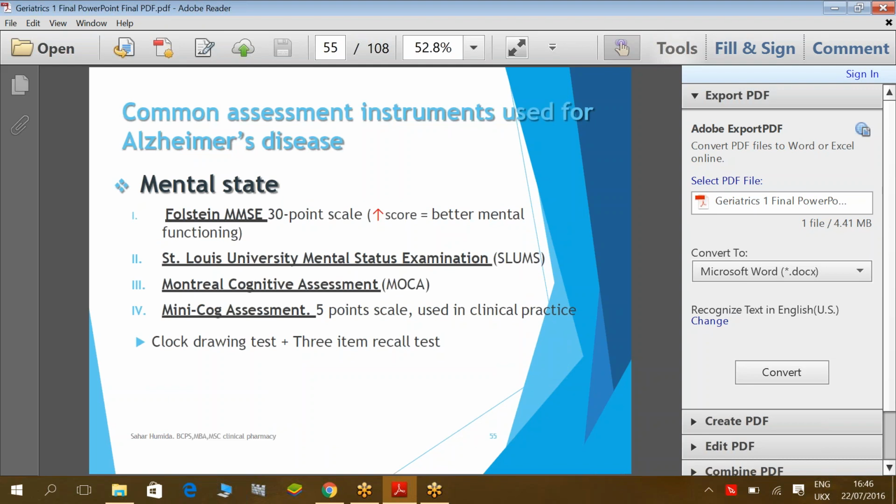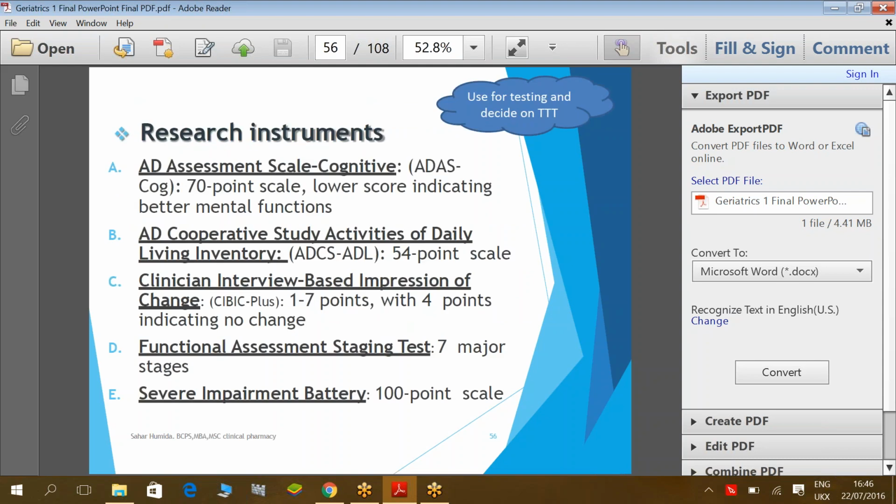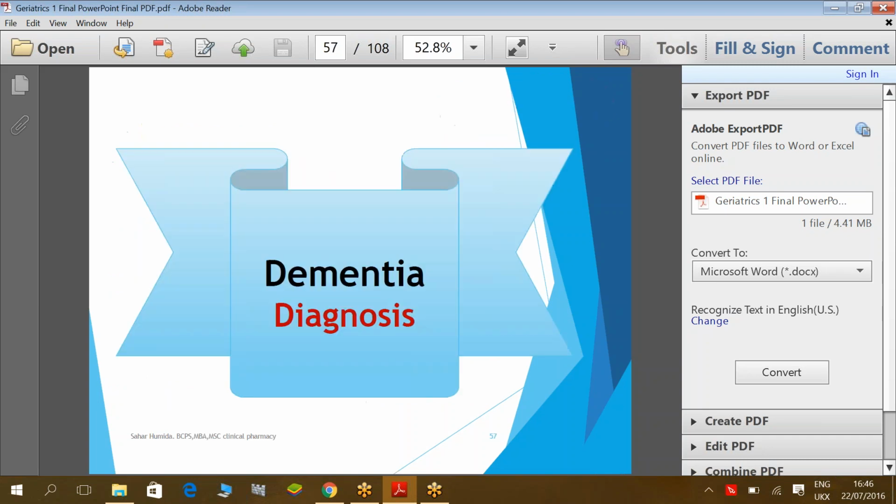The MMSE is a 30-point scale with questions. The doctor fills it in after examining the patient, and the higher they score, the better the mental functioning. Here you just have to know the names of the tests. There is something called the clock drawing test, where they ask the elderly person to draw a clock and then assess them. In the 3-item recall test, they show the elderly person 3 items and then ask them to recall them back. The research instruments are used for testing and deciding on the treatment. You don't have to know them.